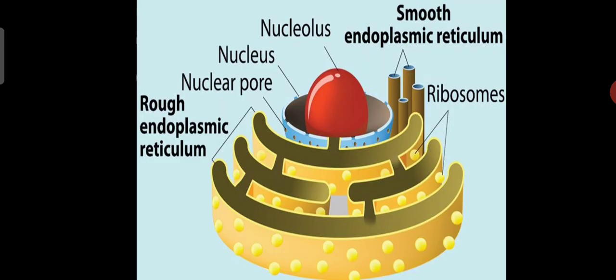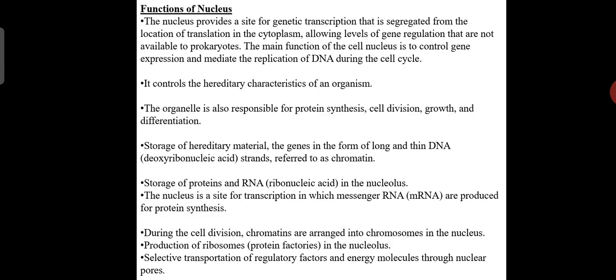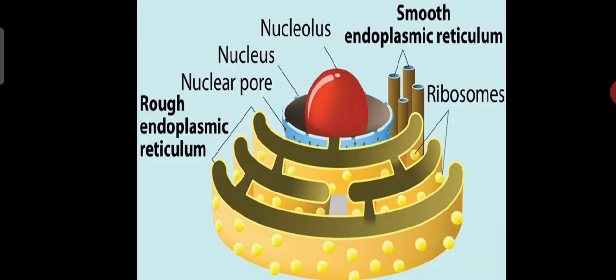So that is about the nucleus, the structure of the nucleus and the functions of a nucleus. Next we move to another organelle, that is the endoplasmic reticulum. Here it has two types again, rough endoplasmic reticulum and smooth endoplasmic reticulum.